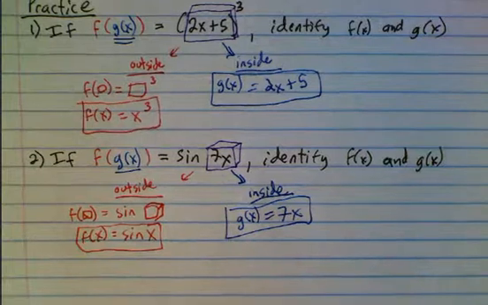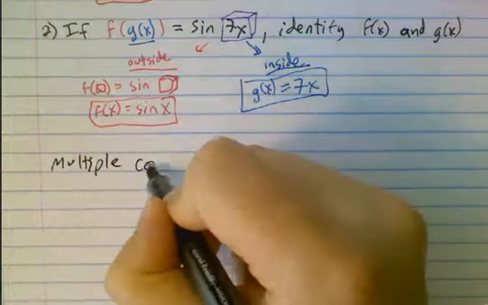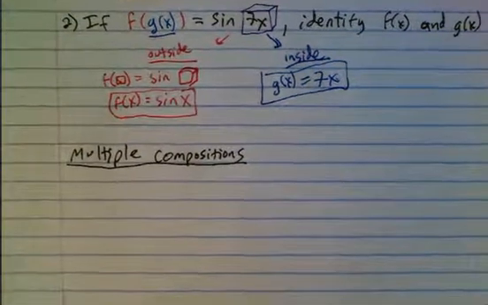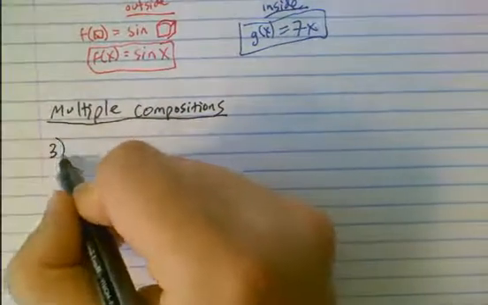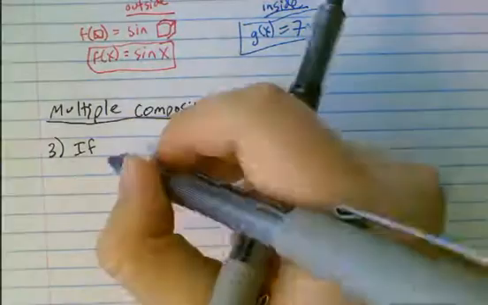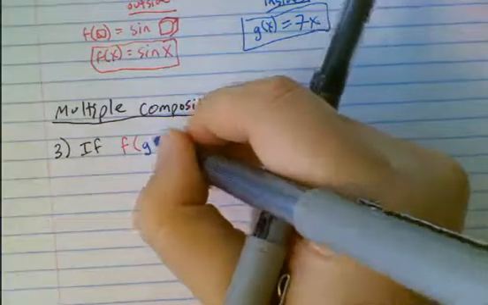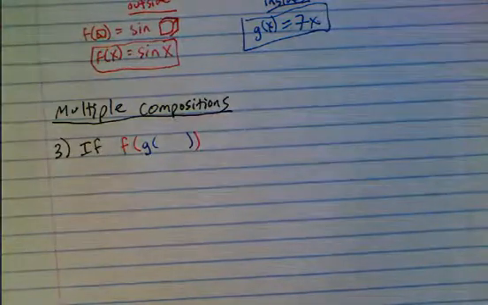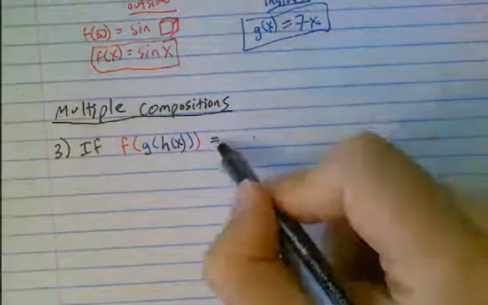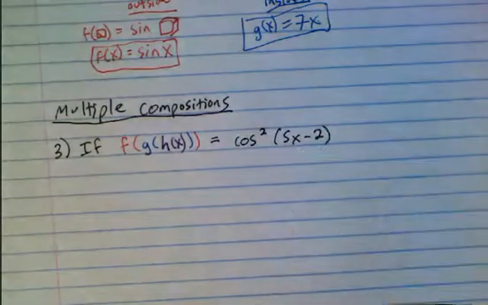Now, in addition to doing this, we can also do multiple compositions. So let's say that we had something like f of g of h of x. Now we've got 3 layers here. Let's say that that equals cosine squared 5x minus 2.